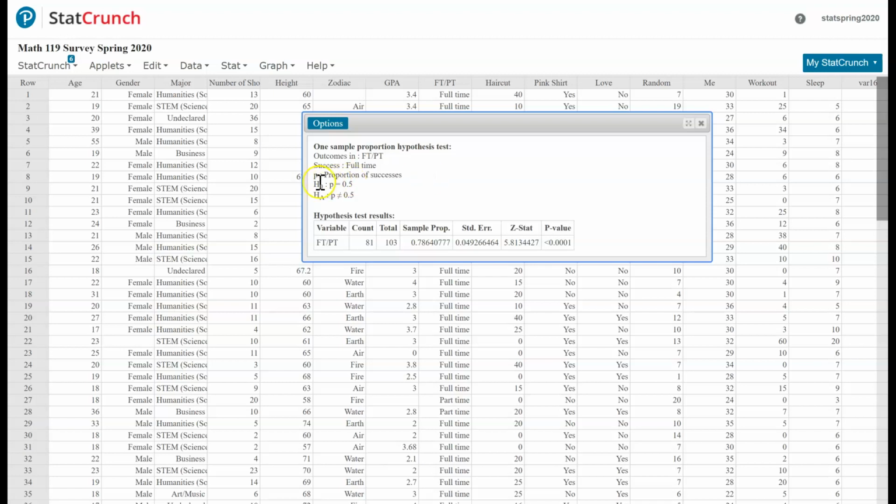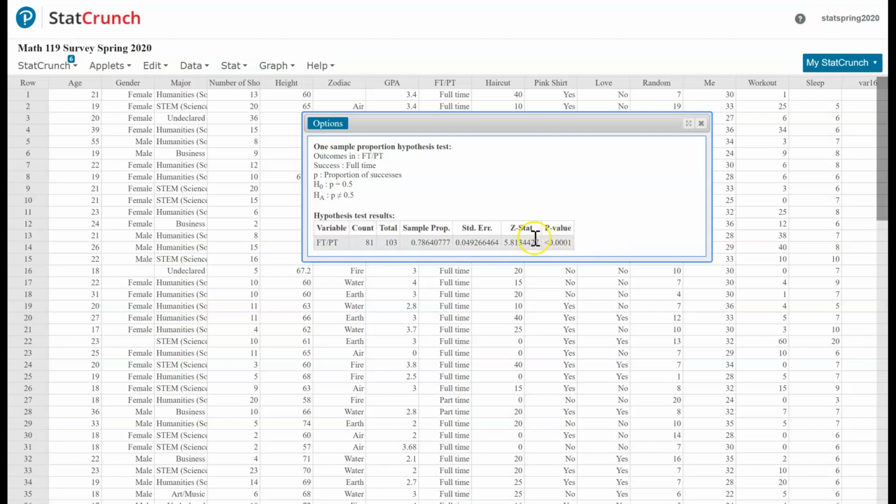So here's your null and alternative. And then you have basically the variable, you have the test statistic, which is right here in the z-stats. You can see that it's a really high test statistic. You have the number of people that were full-time, out of 103, which is really, really high. And you can see a really low p-value.